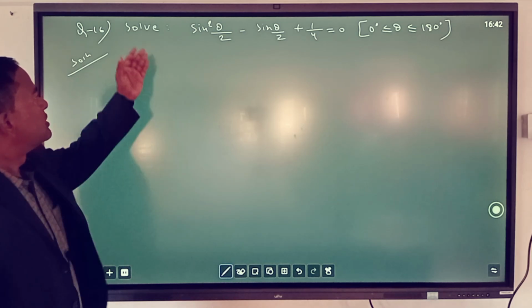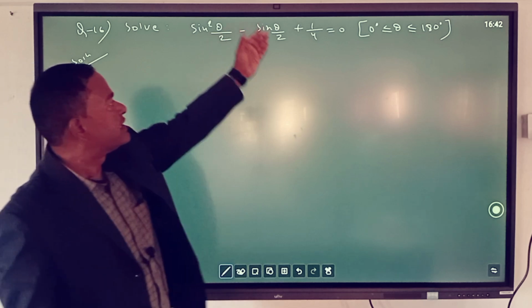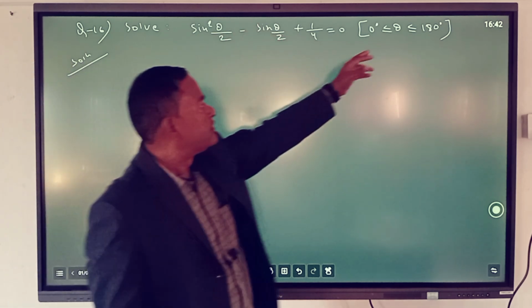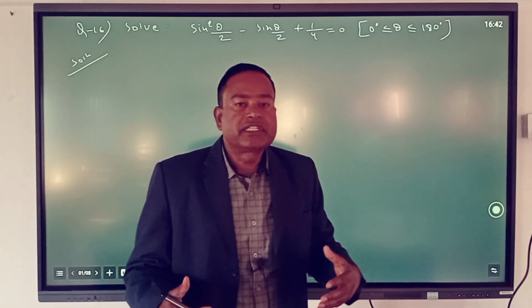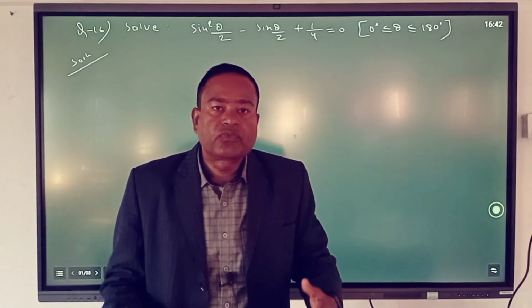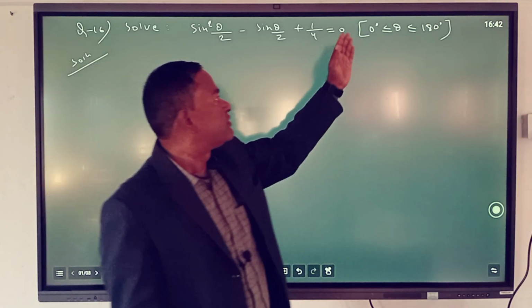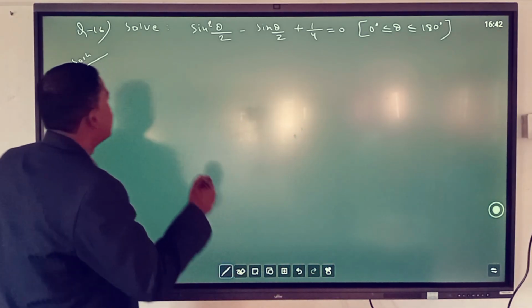Dear student, the question is: solve sin²(θ/2) − sin(θ/2) + 1/4 = 0. The range of θ is 0 degrees to 180 degrees. So by solving this trigonometric equation, we have to find the value of θ, and the value of θ should be from 0 to 180 degrees. So let's solve it.